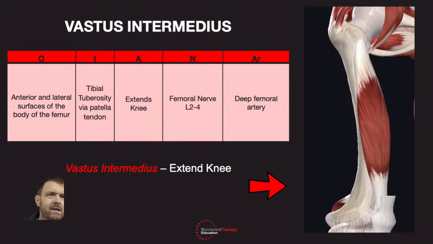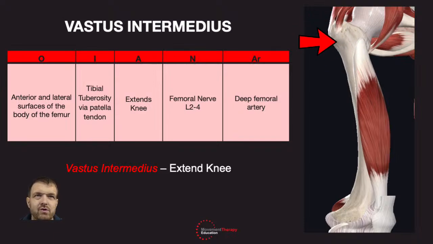We've got intermedius, but I don't have a video for that one. So intermedius again is a huge muscle. We saw that with the compartments, that top-down view. So you can see that's a massive contributor to knee extension as well. So anterior and lateral surface of the body of the femur. Okay, and look how high it comes up.